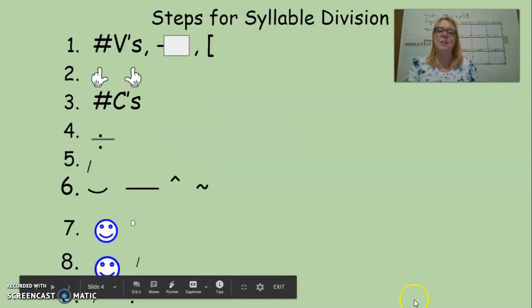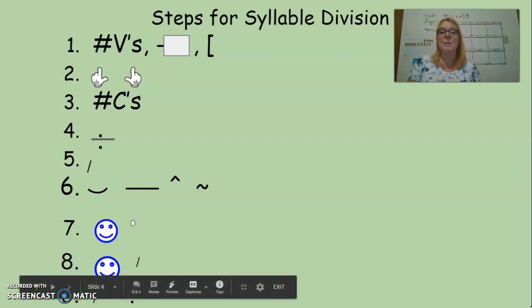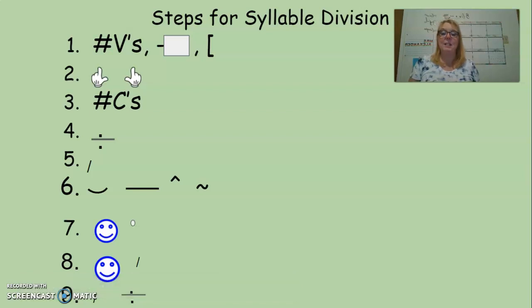Let's review the steps for syllable division. So first we're going to count the vowels. We're going to check and see if there's any final stable syllables or any suffixes. Then we're going to put our fingers under the vowels and look at what's in between. We're going to count the consonants. Then we divide. Usually we accent the first syllable. Then we're going to code each syllable. Number 7, we're going to read each syllable without your accent.